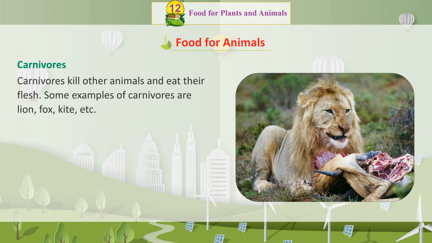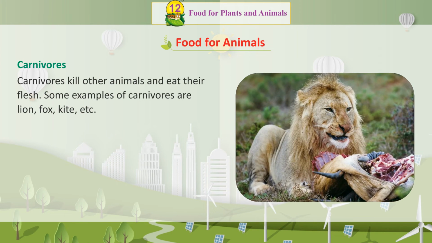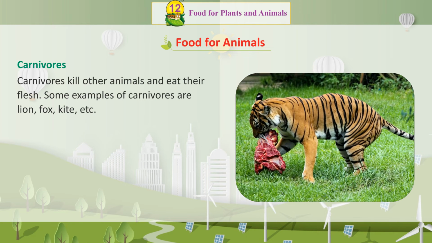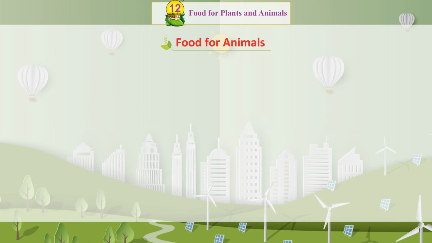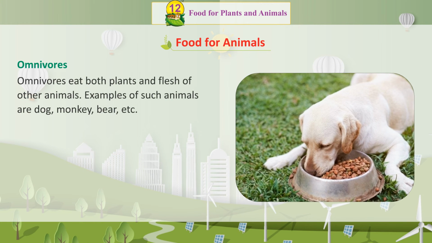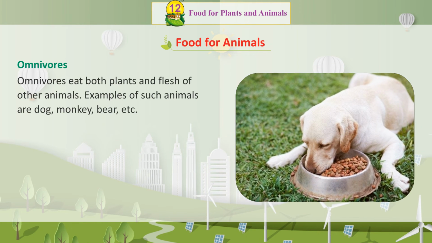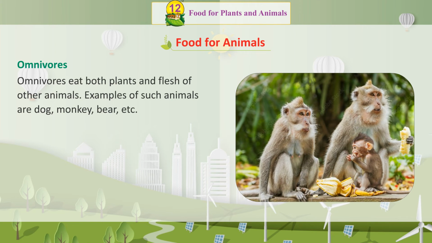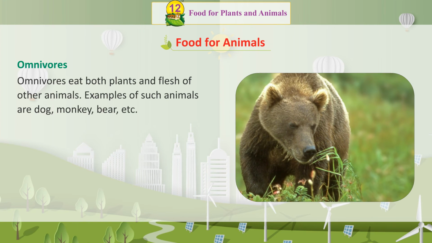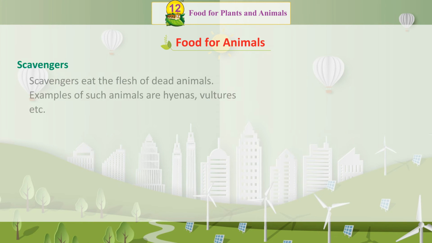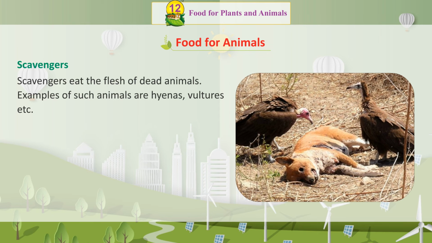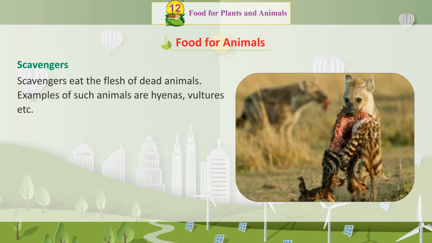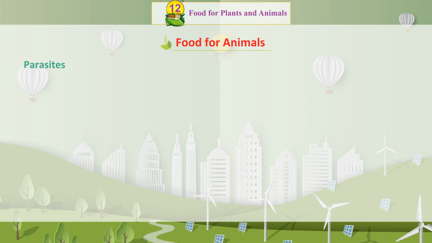Carnivores. Carnivores kill other animals and eat their flesh. Some examples of carnivores are lion, fox, kite, etc. Omnivores. Omnivores eat both plants and flesh of other animals. Examples of such animals are dog, monkey, bear, etc. Scavengers. Scavengers eat the flesh of dead animals. Examples of such animals are hyenas, vultures, etc.